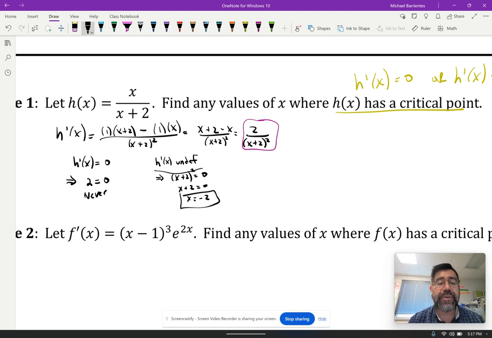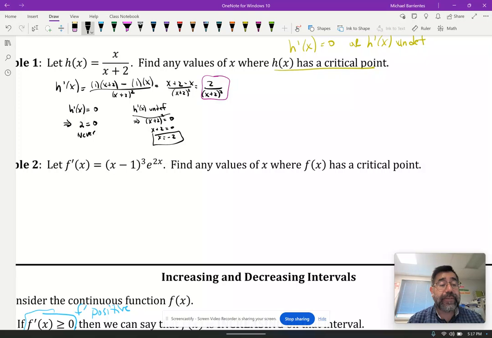And we found a critical point. Okay. So let's see. Let f prime of x equal (x minus 1) to the third times e to the 2x. Can you find any values where f of x has a critical point?